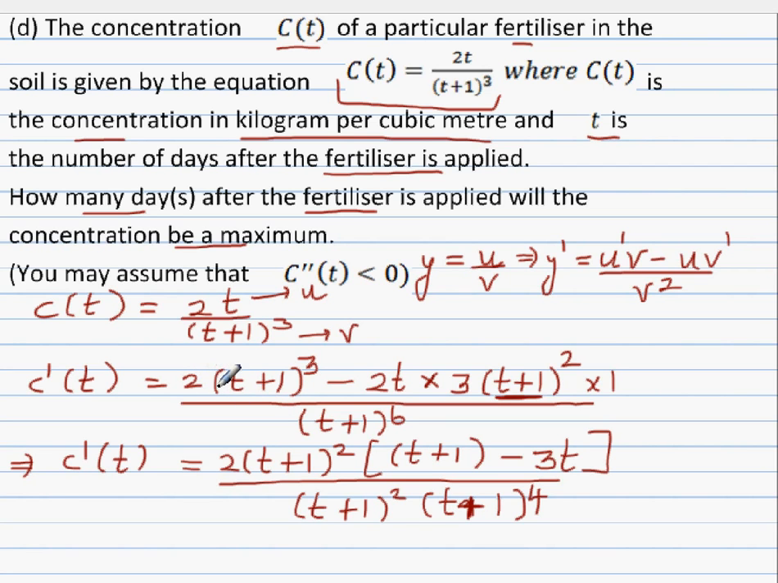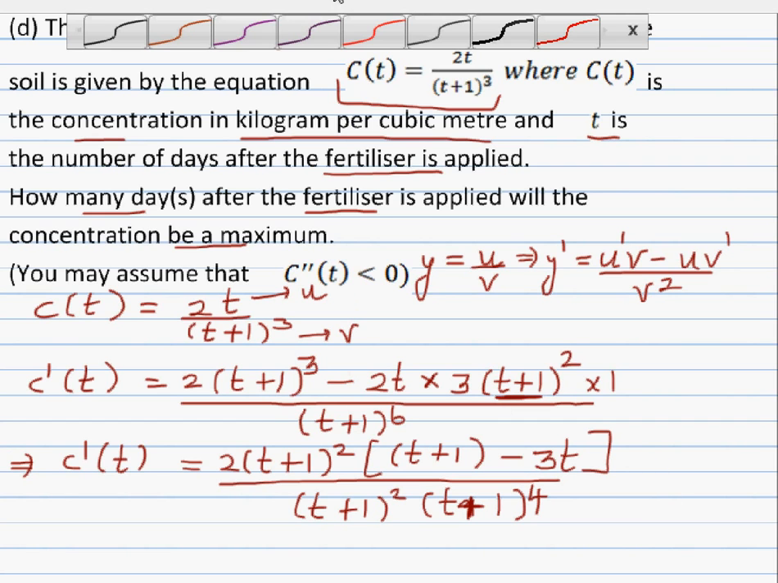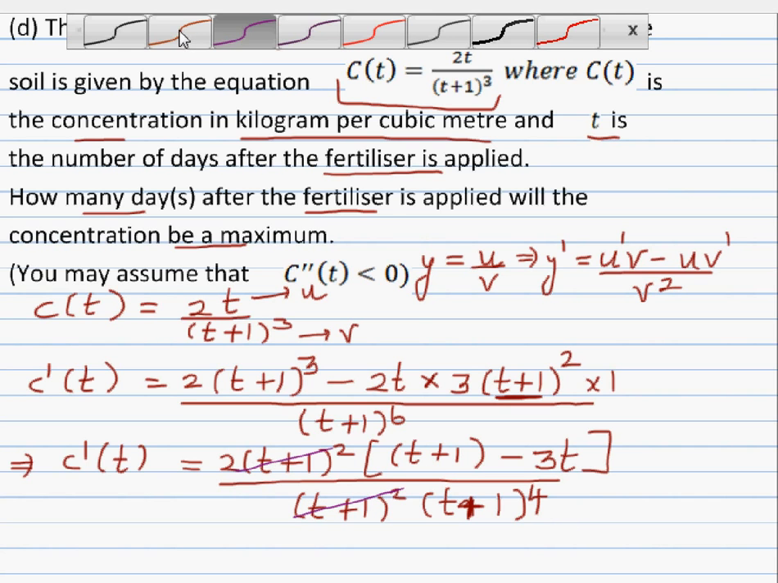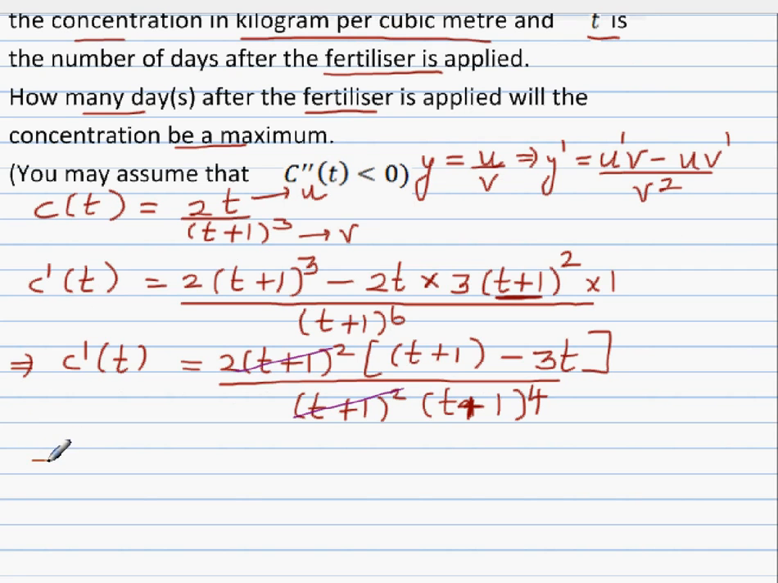So I factored out 2 times (t plus 1) the whole squared. From here you have t plus 1 and from here you have minus 3t. What can you cancel? You can cancel this (t plus 1) the whole squared with (t plus 1) the whole squared. So this implies c dash t is equal to 2 times (t plus 1 minus 3t) divided by (t plus 1) to the power 4.